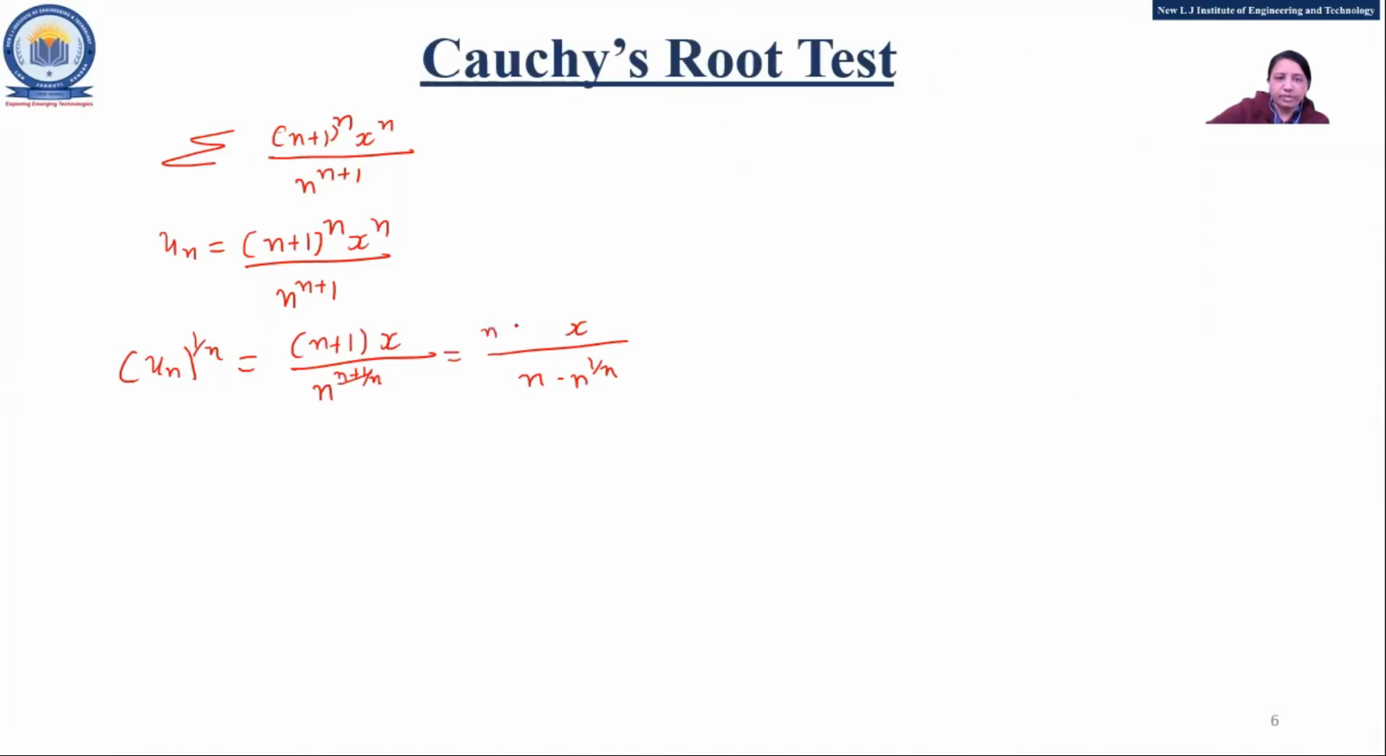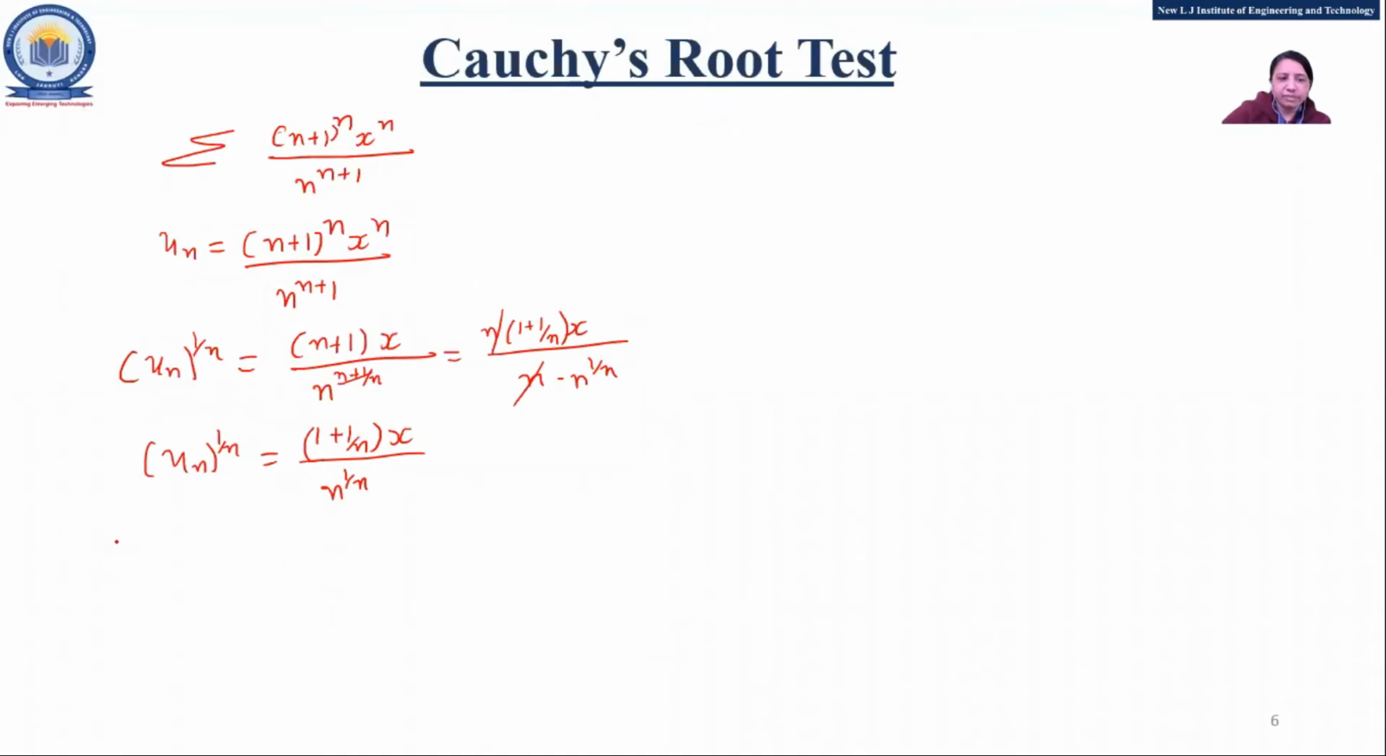Take n common. So 1 plus 1 by n. So this n is supposed to be cancelled out. Now you will be having un raised to 1 by n, that is 1 plus 1 by n into x upon n raised to 1 by n. Any doubt in this?